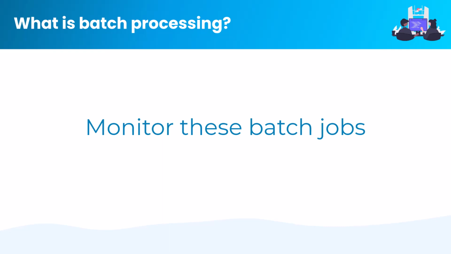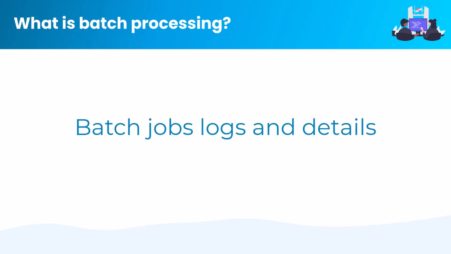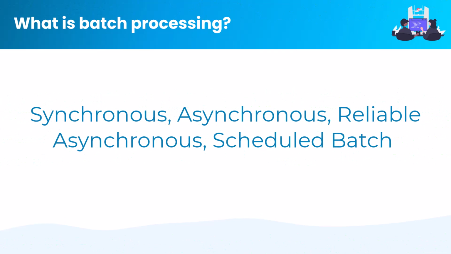After the batch job is processed, you can view the history of the batch job, whether it executed successfully, failed, or is in the finished state, which includes logs and details that were encountered while the job was running. One batch job can be synchronous, asynchronous, reliable asynchronous, or a scheduled batch. We will discuss all these concepts in detail in later videos.